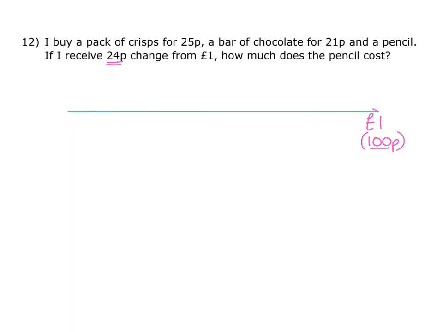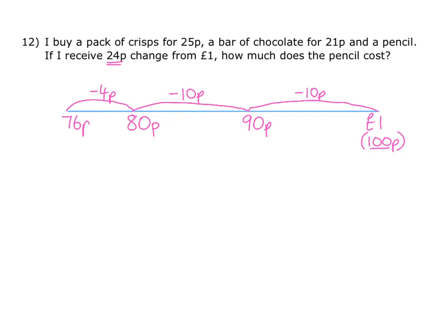So first of all, I'm going to count backwards 10 pence like this, and this means I would be at 90 pence. 100 take away 10 is 90. Then I'm going to take away another 10 pence like this, and this means I would be at 80 pence. 90 take away 10 is 80. And then I'm going to take away the final 4 pence. If I take 4 pence away from 80, I'm at 76 pence.